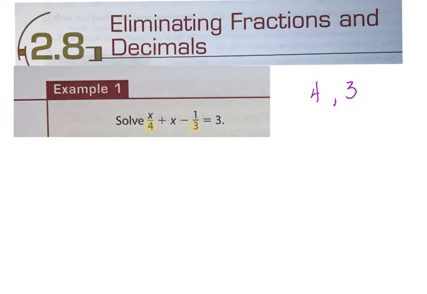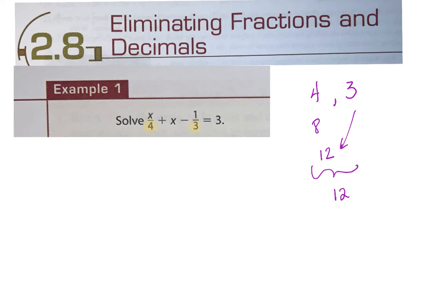4 times 1 is 4, 4 times 2 is 8, 4 times 3 is 12. Well, 3 obviously goes into 12. So my least common multiple between these two is 12. This is the same process you use to figure out what the common denominator is. That's your least common multiple. And so between 3 and 4, the least common multiple is 12.